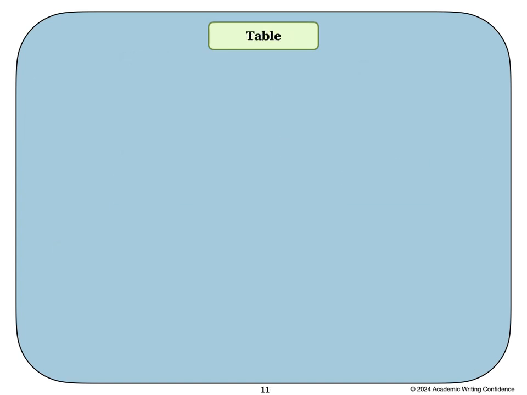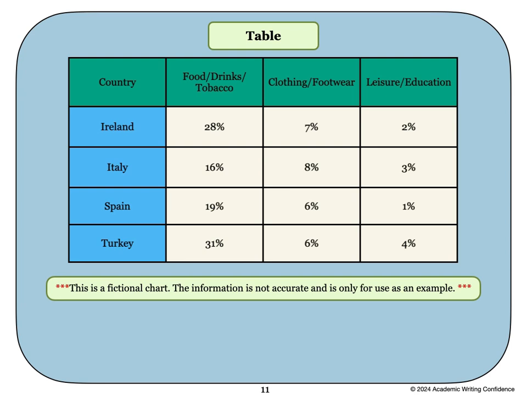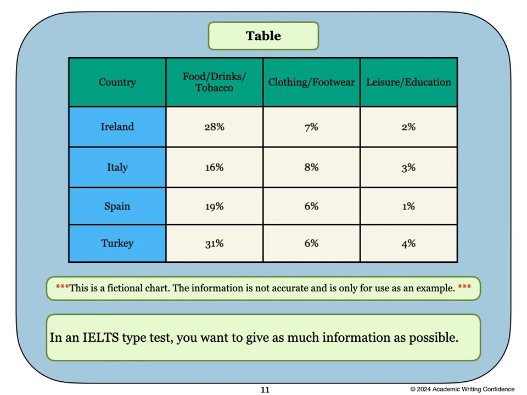The last type of chart is what we call a table. A table has categories and number information in rows and columns. Again, this is a fictional chart. It's just used as an example. In an IELTS type test, you will want to give as much information as possible from the chart.